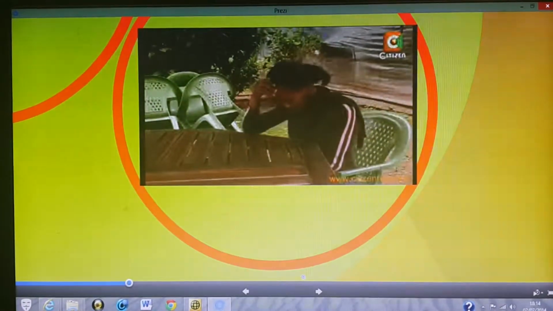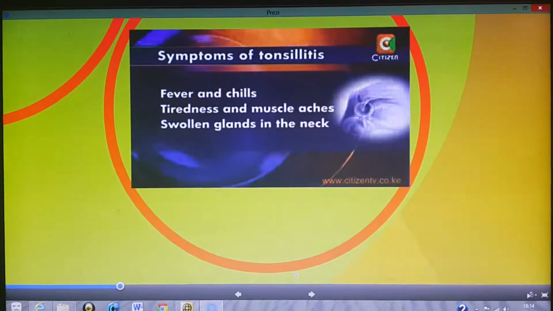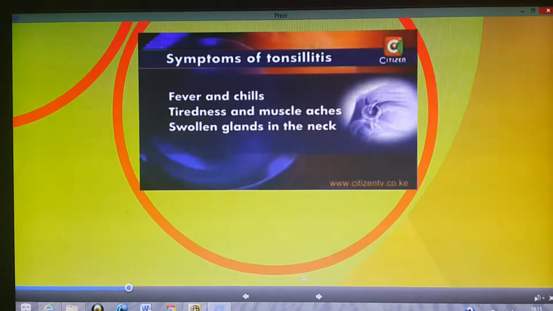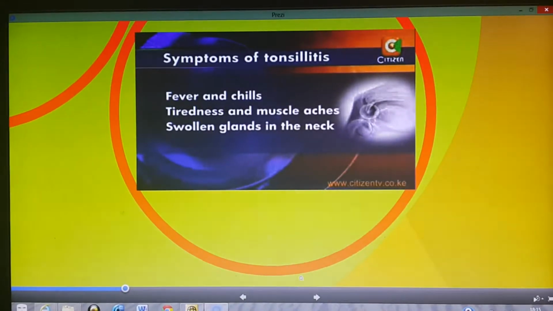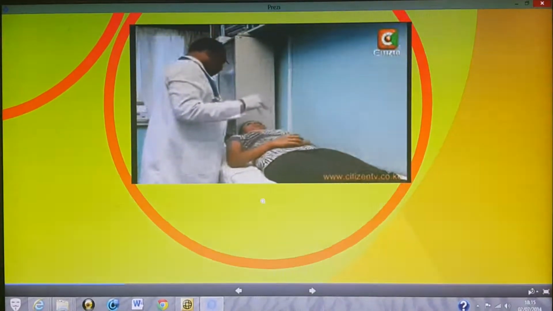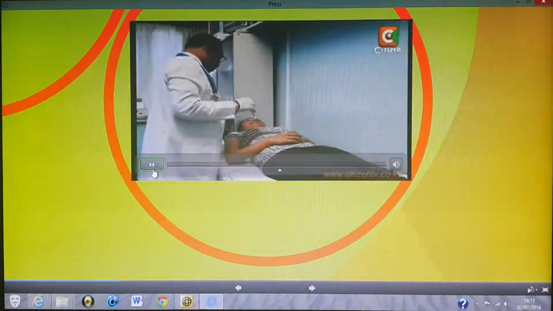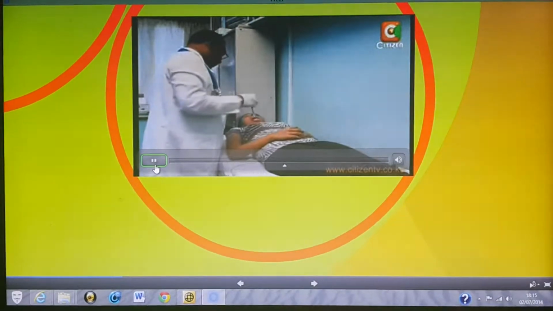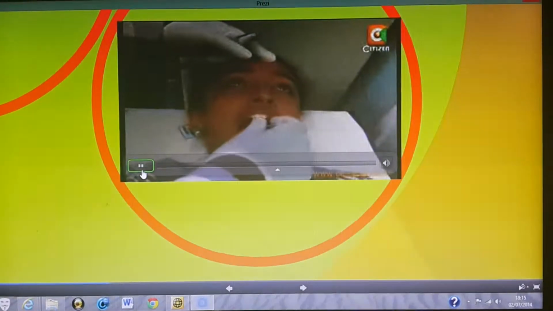Doctors also say tonsillitis is manifested by symptoms such as fever, chills, tiredness, muscle aches, pain and discomfort when swallowing, and swollen glands in the neck. However, when suspecting tonsillitis, a careful examination of the throat is necessary to rule out conditions like diphtheria that may cause a sore throat.